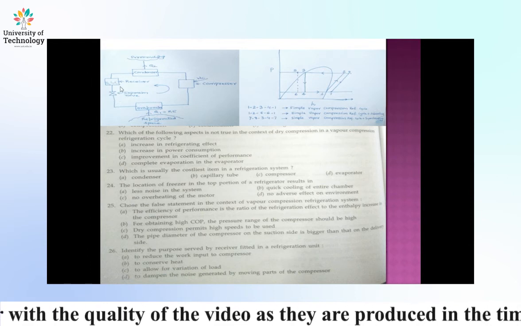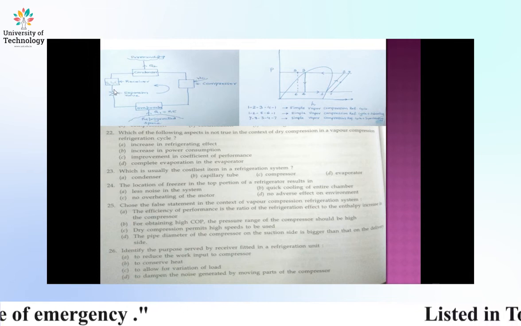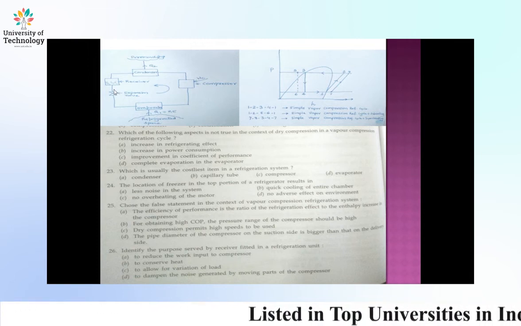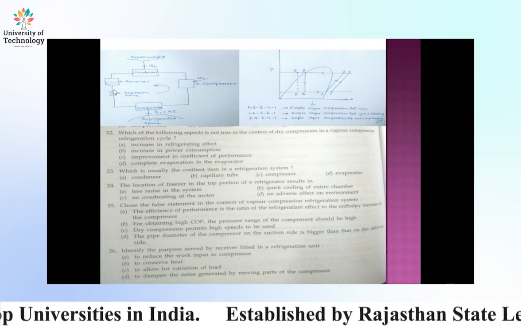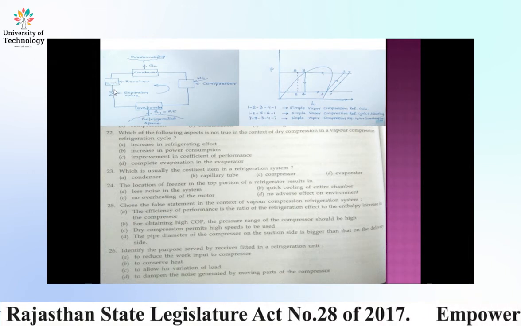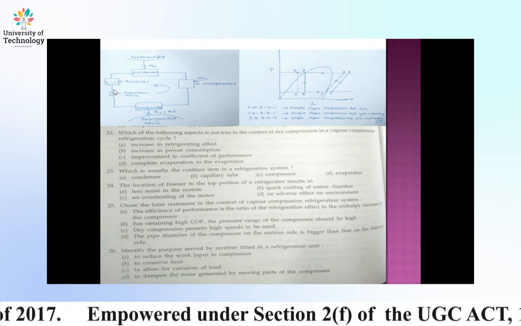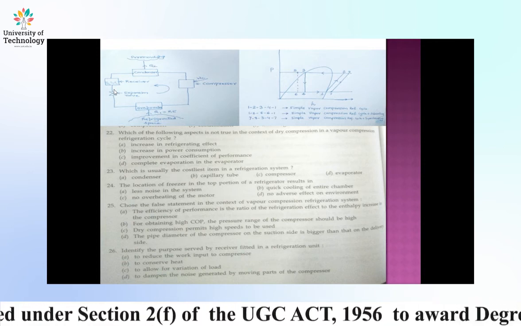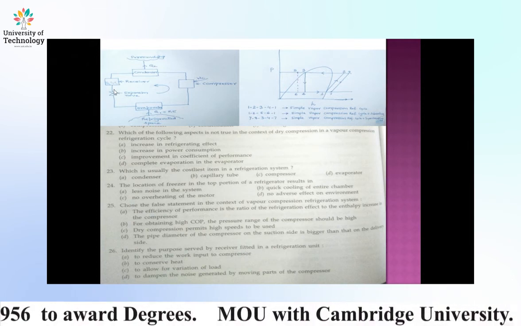To reduce the work input to the compressor: there is no effect on the work input by using the receiver. To conserve heat: it is not used for the conservation of heat. To allow the variation of load: yes, this is a true statement. As the load varies, the refrigerant supplied can be varied. So it can be used for the supply or storage of the refrigerant. It is to allow for the variation of load. This is a correct option.